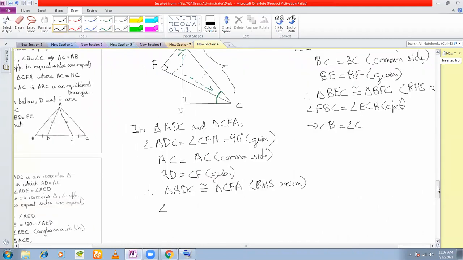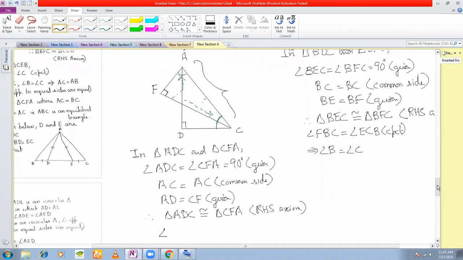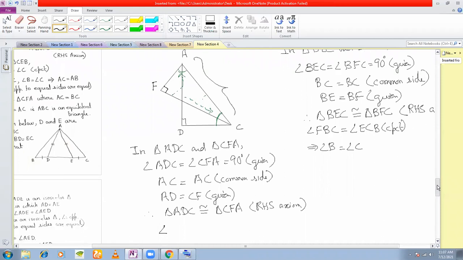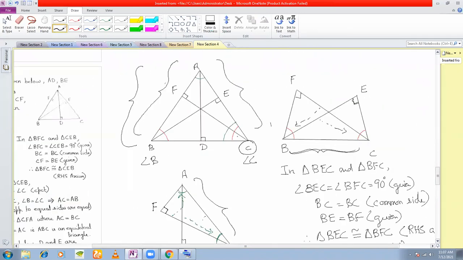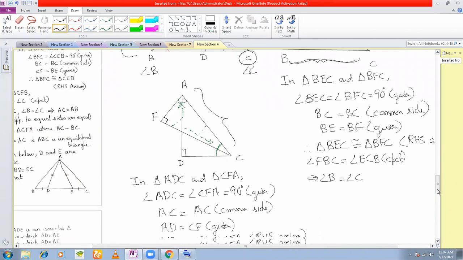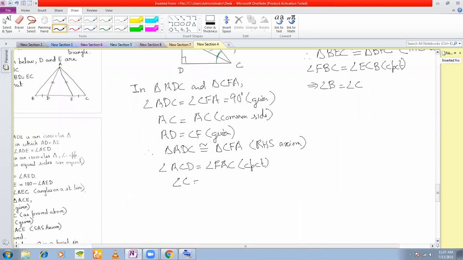Angle ACD is equal to angle FAC by CPCT. But what is angle ACD in the larger triangle? This is nothing but angle C, right? And what is this angle here? This is nothing but angle A. So angle C is equal to angle A, isn't it?